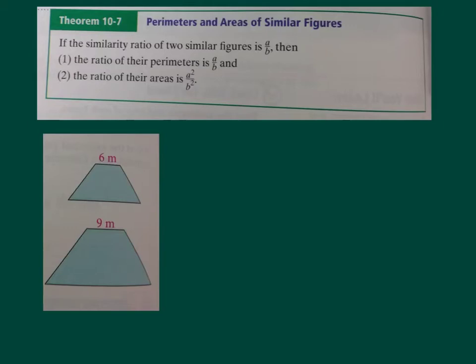In example 1, they give us two trapezoids, and their corresponding sides are 6 and 9. So their similarity ratio is going to be 6 to 9, or 2 to 3. That's their similarity ratio. So what's the ratio of their perimeters going to be? The ratio of their perimeters is also going to be 2 to 3, and the ratio of their areas is going to be A squared to B squared, which in this case would be 4 to 9.